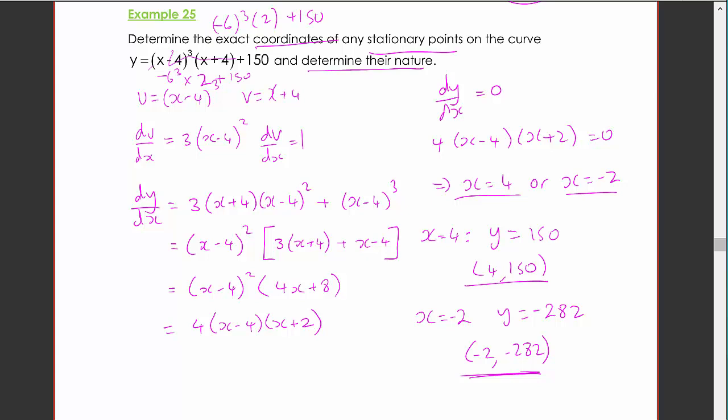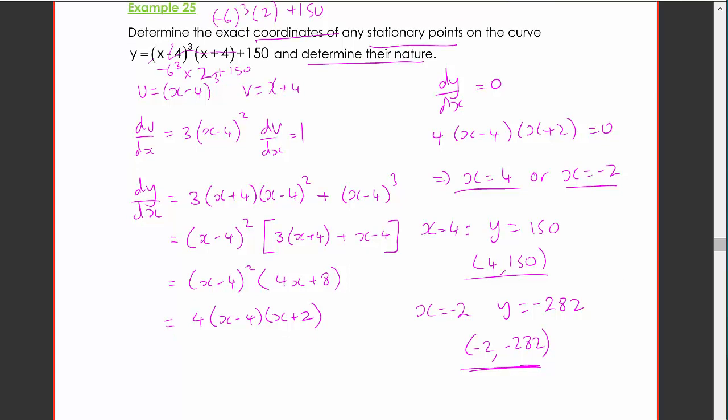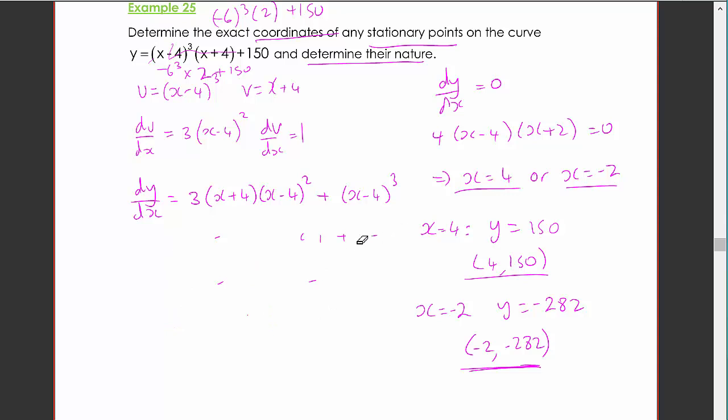So, determine the nature. Right. So what I'm going to do here, let's just make a little bit of space down here. So there's several ways of determining the nature, and one of them is to use the second derivative, and that's the way I'm going to do this one, or at least I'm going to try to do this one. And I'll discuss the second derivative rule while we're doing it.